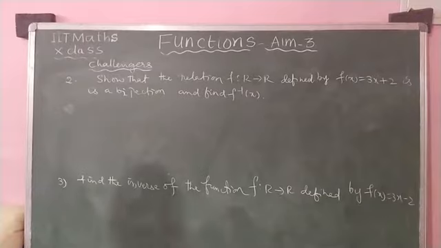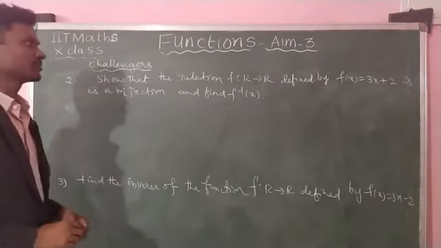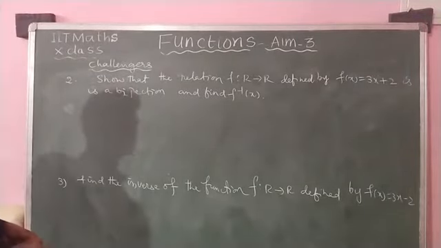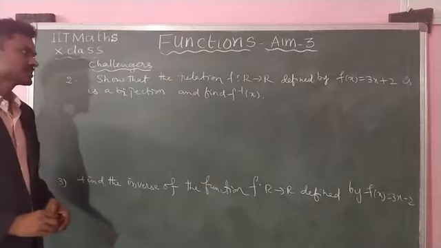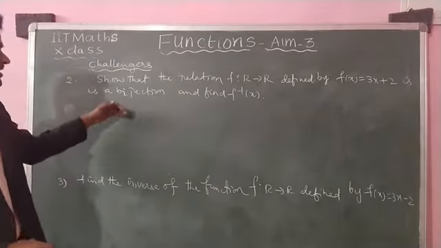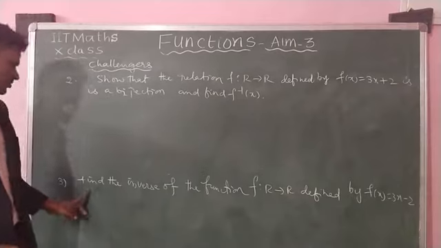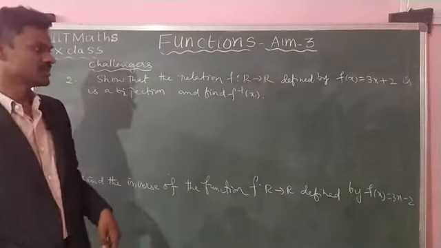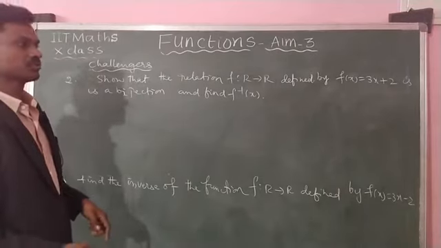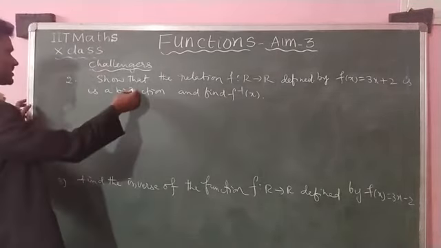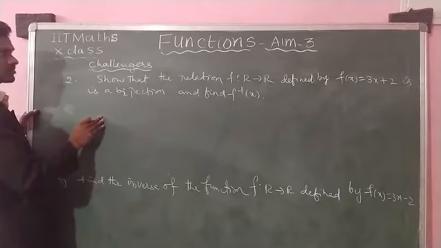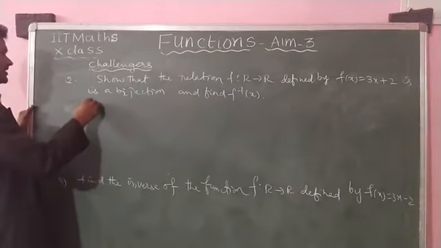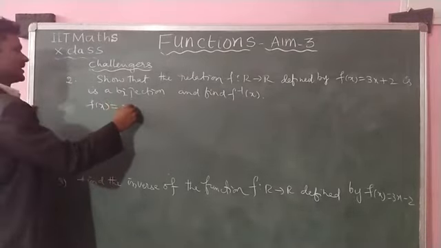Okay, now the second problem. Suppose the relation f, mapping from R to R, defined by f(x) is equal to 3x plus 2, is a bijection. Then find f inverse. I will explain this problem. You have to try the next one at home: find the inverse of the function f, mapping from R to R, defined by f(x) is equal to 3x minus 2. Okay, now see here this problem. f, mapping from R to R, is a relation defined by f(x) is equal to 3x plus 2.